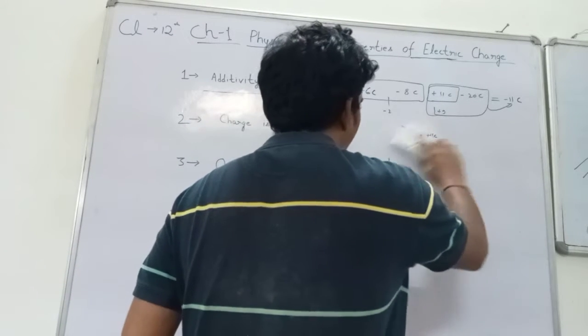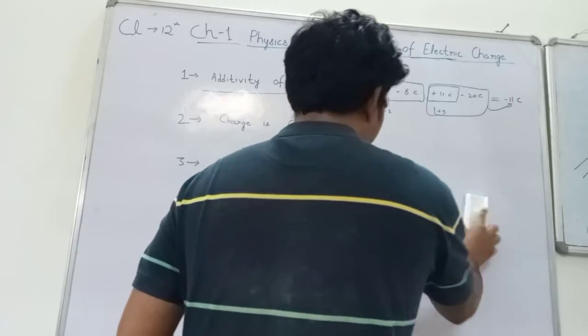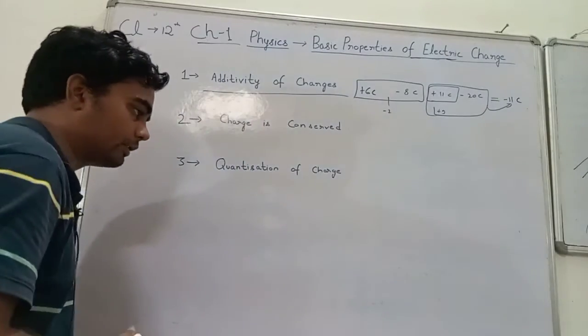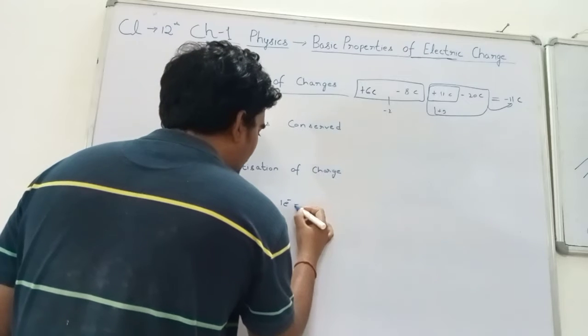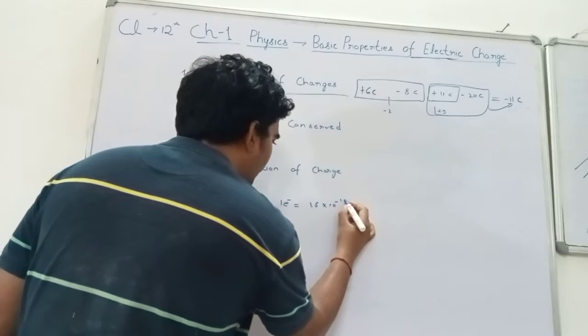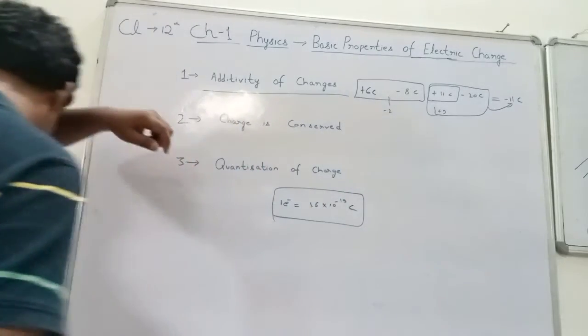So quantization of charge actually tells you that charge is considered in a certain multiple of a certain value. And what is that value? That value is one electronic charge, which is equal to 1.6 into 10 to the power of minus 19 coulomb. Now what is the importance of this electronic charge?